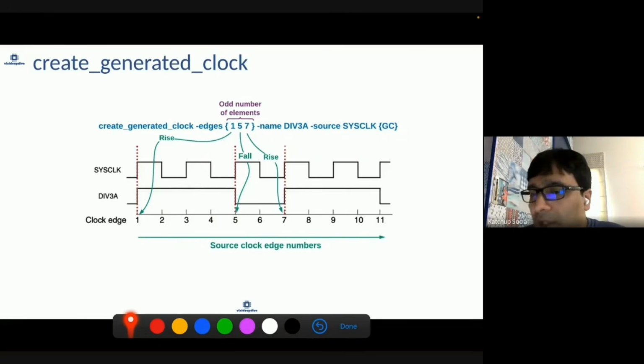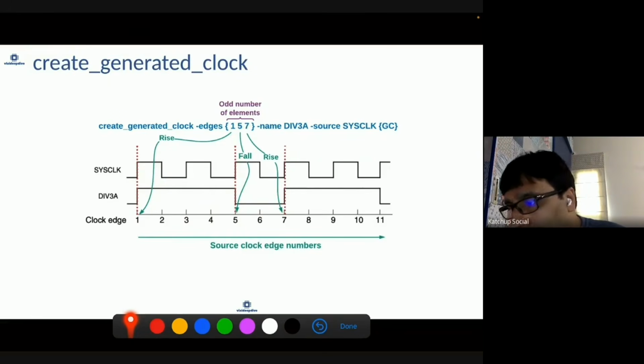So using these edges, you are defining a generated clock where you are saying it rises at edge equal to 1. So the generated clock rises at edge equal to 1. Then it falls at edge equal to 5. So 2, 3, 4, and 5 it falls. And then it rises again at edge equal to 7. So you have defined the clock here. This rises on edge 1, falls on edge 5, and then rises again on edge 7. So you've defined one periodic behavior, and this behavior then keeps on repeating.